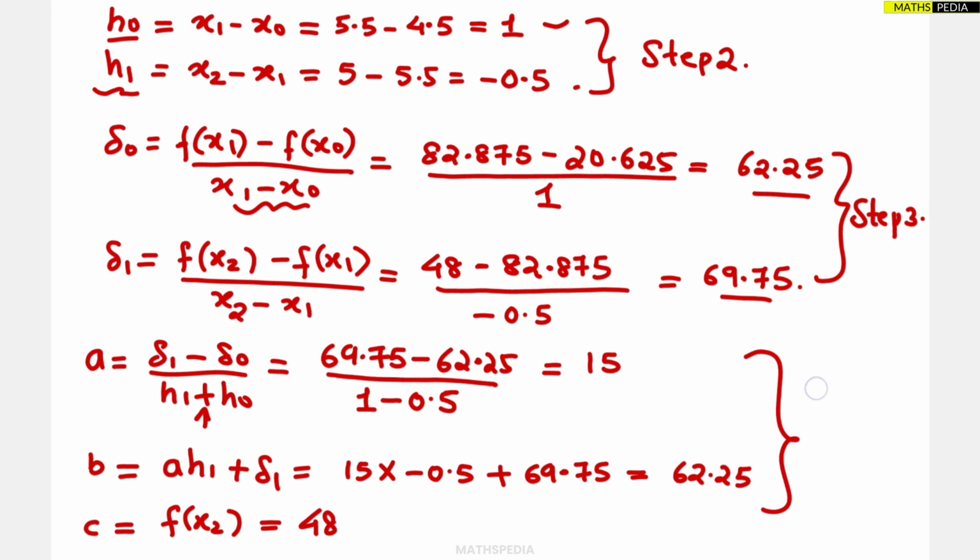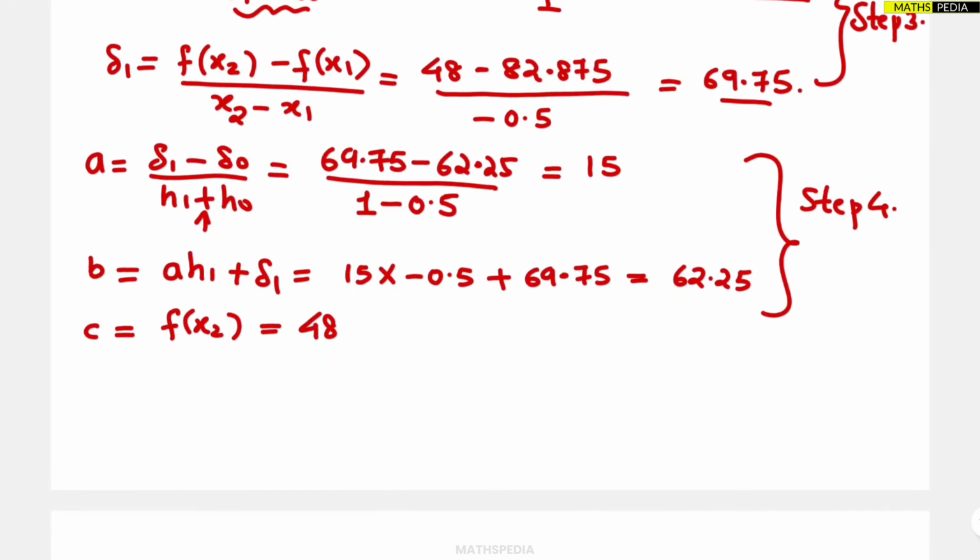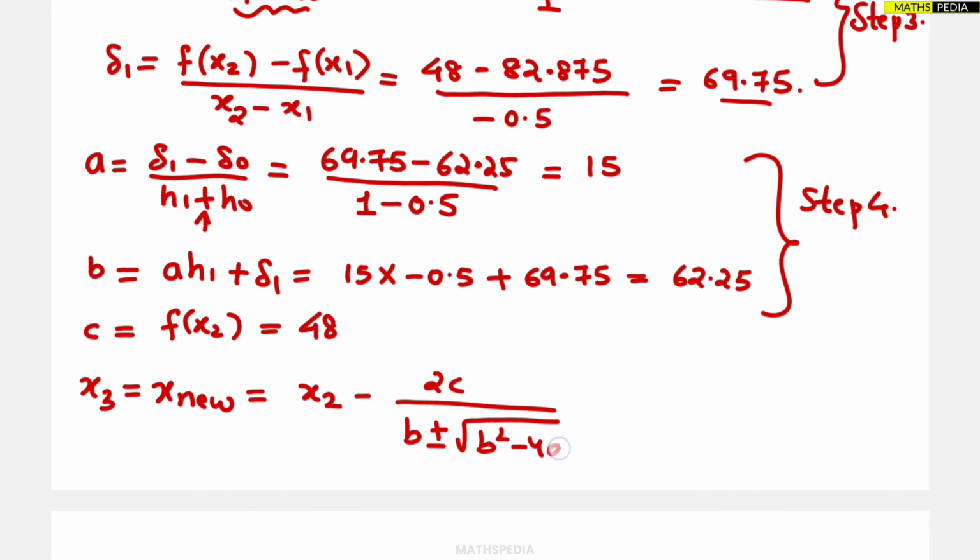So ABC value calculation will be step number 4. Simple. And one last step is there to find out the root. That is step number 5. Very simple step. We can name it as x3, which is the new value, or if you have confusion, you can name it as x new. The new x value we are going to find out. That will be the root, which is equal to x2 minus 2c divided by b plus or minus square root of b square minus 4ac. It is similar to the quadratic equation formula, right?